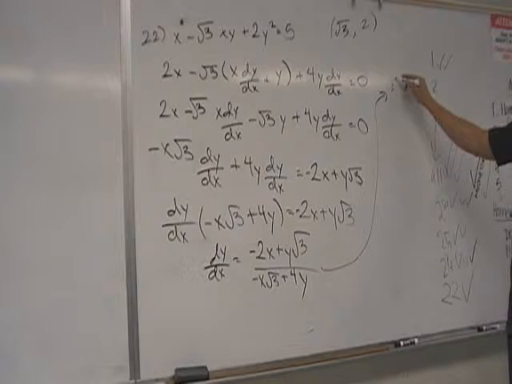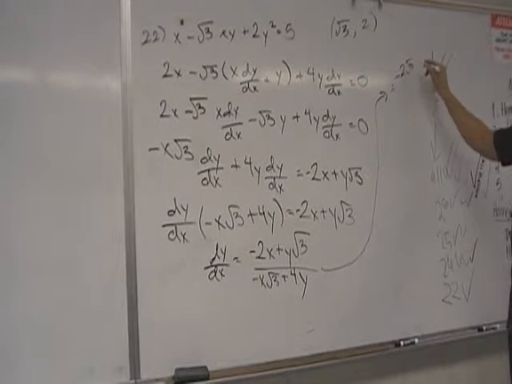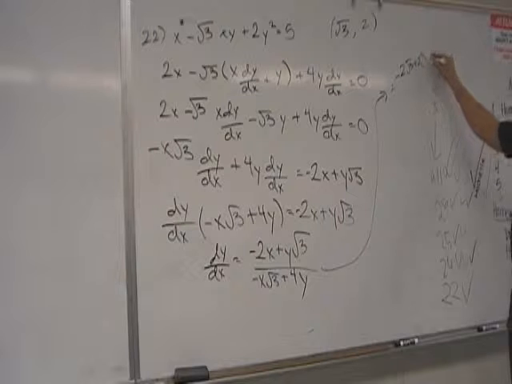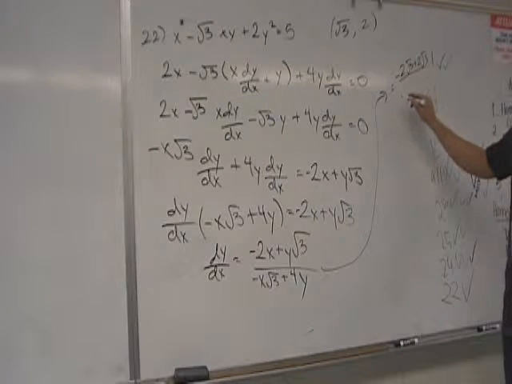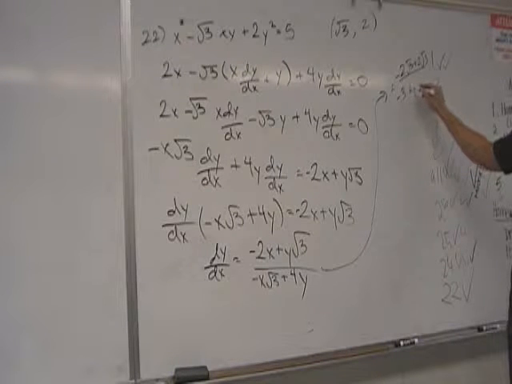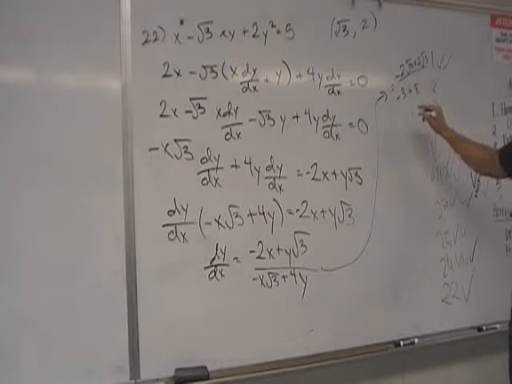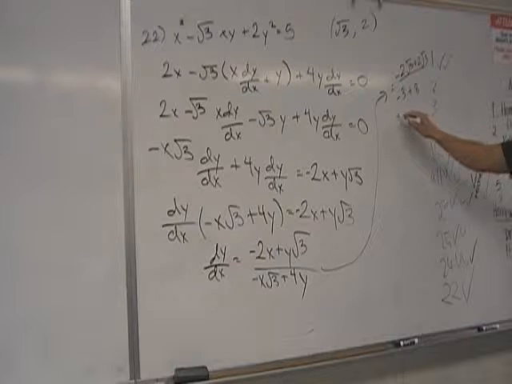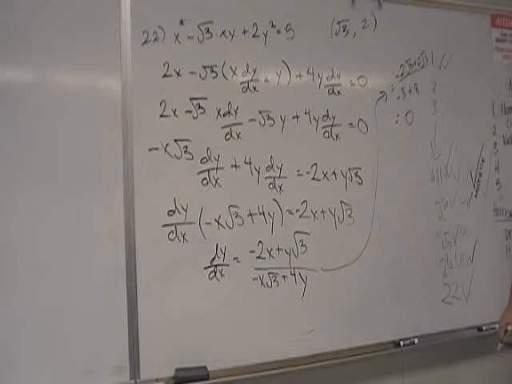So we got negative 2 square root of 3 plus 2 square root of 3 over negative 3 plus 8. Well, that already is 0. So your slope is 0? Is that right? Yeah. So what you guys got? That's what you got. That's probably right.